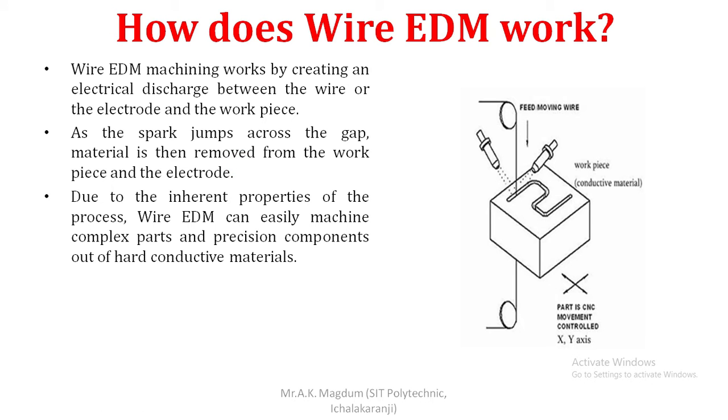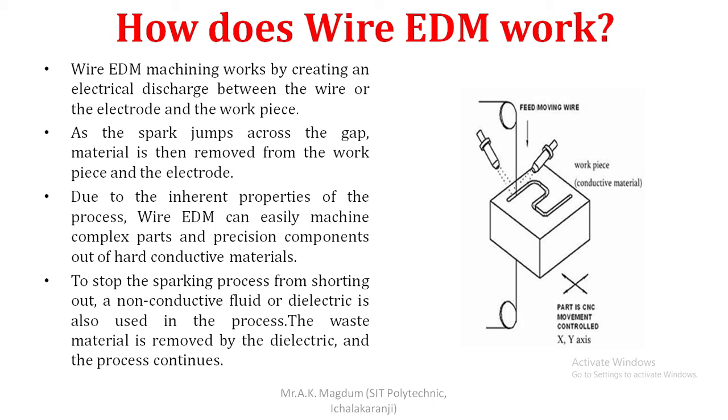Next, due to the inherent properties of the process, wire EDM can easily machine complex parts and precision components out of hard conductive materials. That is the basic application of this wire EDM process. Whenever there are hard components to machine, but the materials are conductive, in that case the wire EDM process is very useful to carry out machining over the hard surfaces.